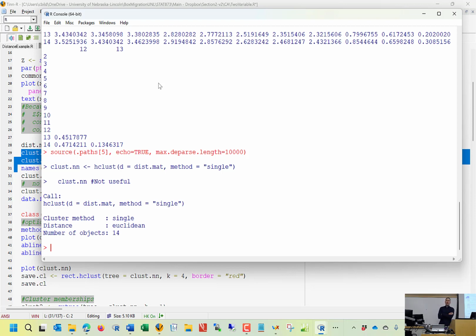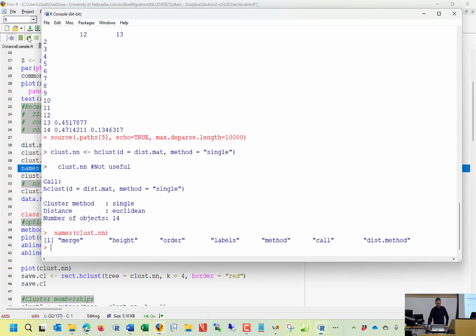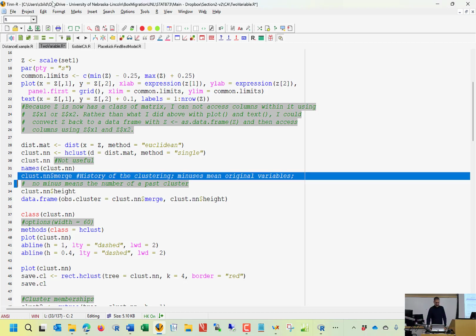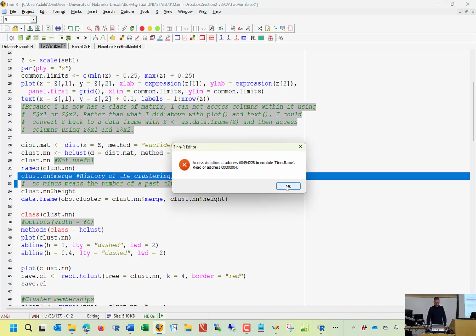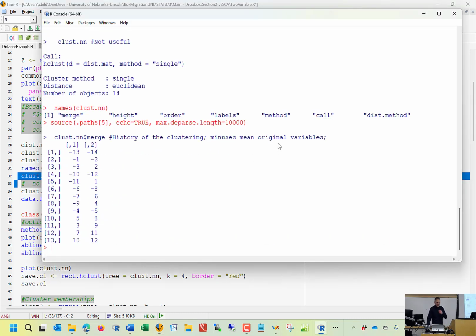In the end, it's not very descriptive at all, not very helpful to us. But there is a lot of stuff that's actually stored in there. So clust.nn is actually a list type of object in R. And so to see the components of the list, as we've done many times before, we say names clust.nn, and now we can see the stuff that's actually stored inside there. And in particular, if we do clust.nn$merge, we get now the entire history of the clustering process.